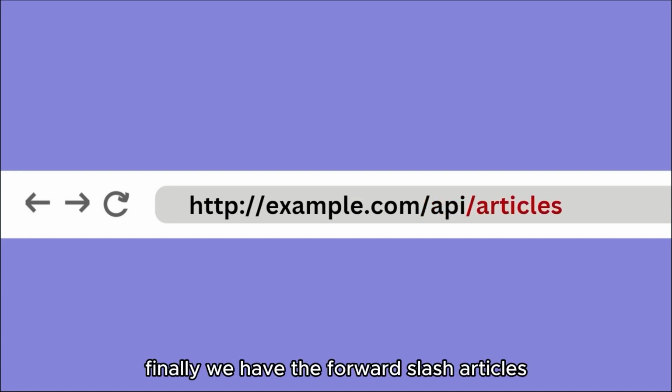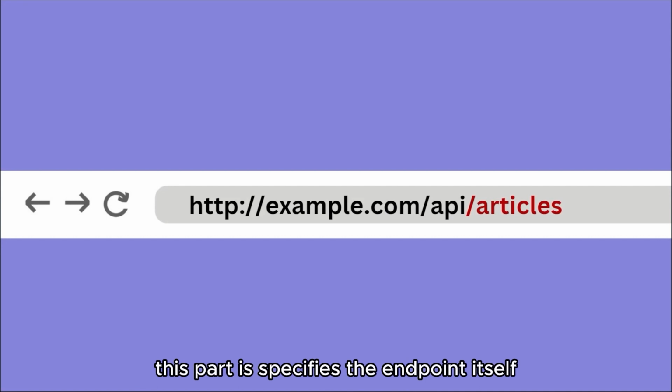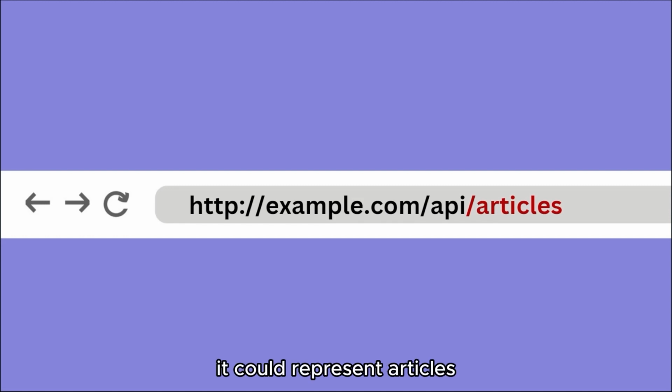Finally, we have the /articles. This part specifies the endpoint itself. It's the specific function or resource you're accessing within your API. For instance, it could represent articles, users, or any data.